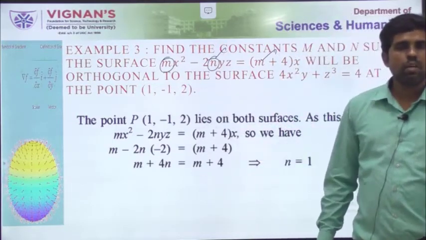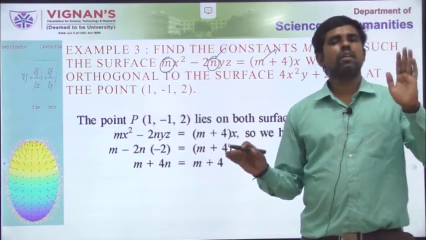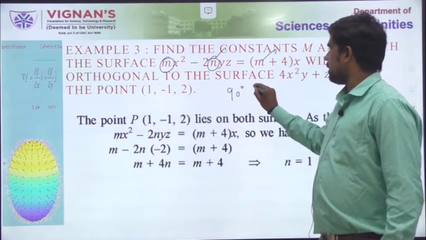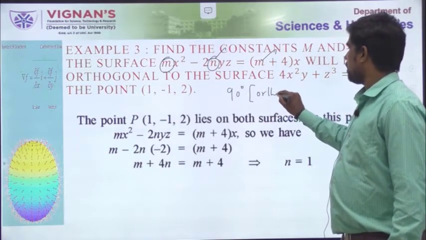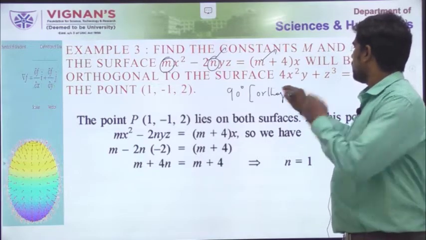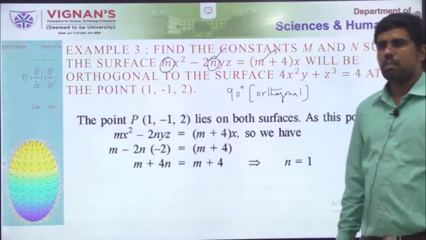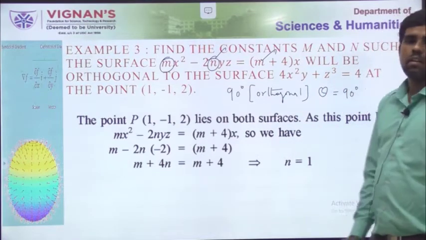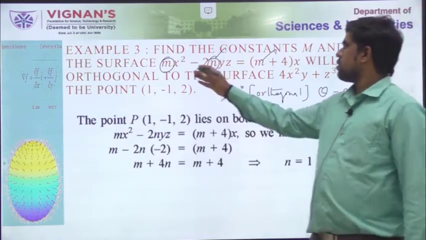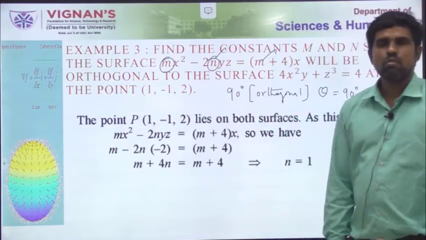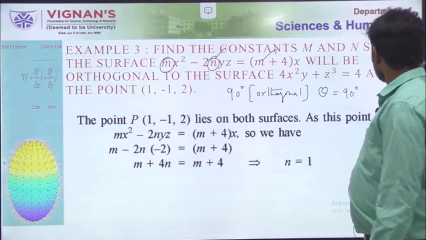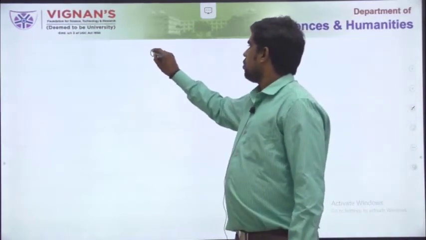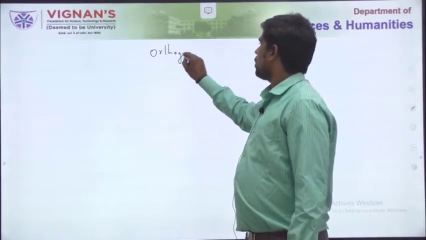So what is given to you clearly? Both are orthogonal. Orthogonal in the sense the angle between two surfaces is 90 degrees. So theta is equal to 90 degrees. By using that concept, we are going to find these missing terms m and n. So how to find? Let us see. First of all, I will tell you the concept behind this. As I told you, two surfaces are orthogonal.